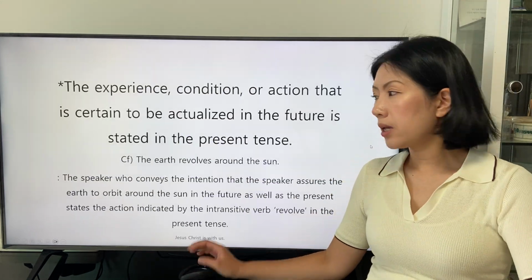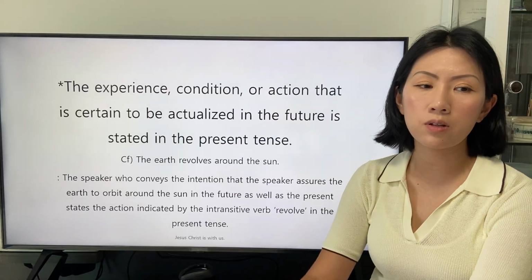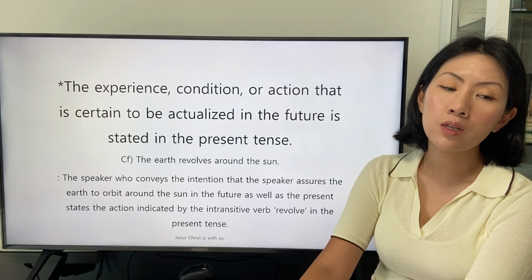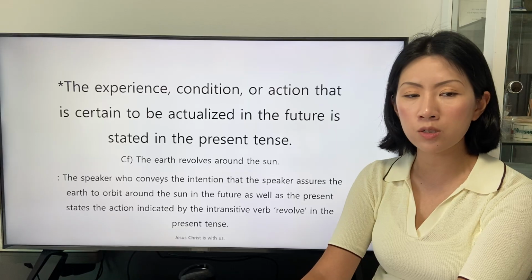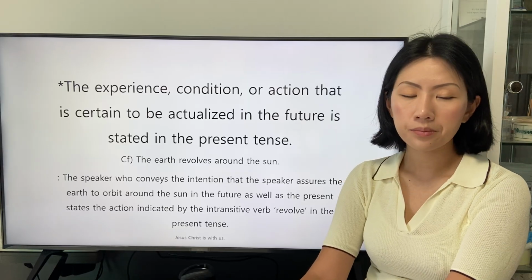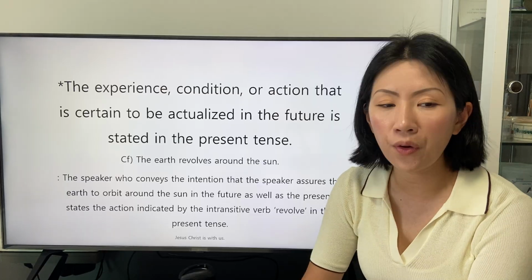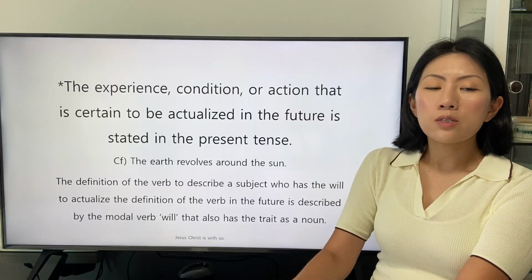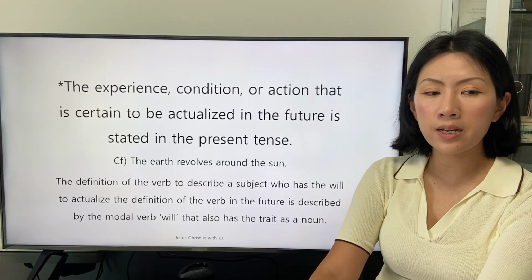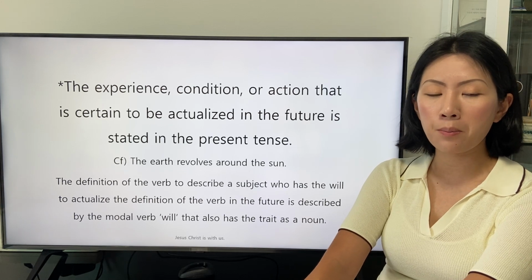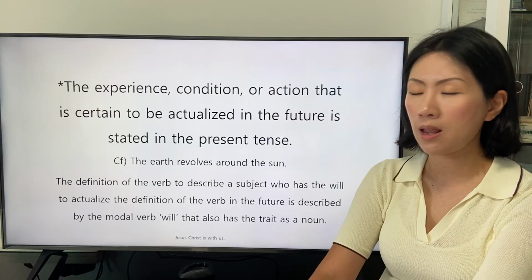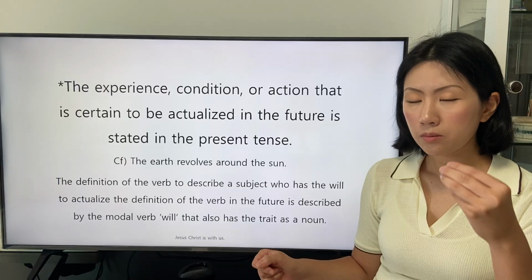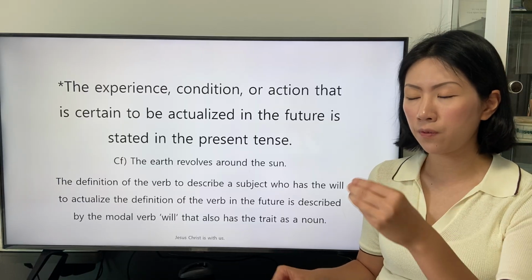Okay, let's read the content of the conference together. The speaker who conveys the intention that the speaker assures the Earth to orbit around the sun in the future as well as the present states the action indicated by the intransitive verb revolve in the present tense. The definition of the verb to describe a subject who has the will to actualize the definition of the verb in the future is described by the modal verb will that also has a trait as a noun. This is the uncertainty that can be doubted by one of the definitions of the word will.